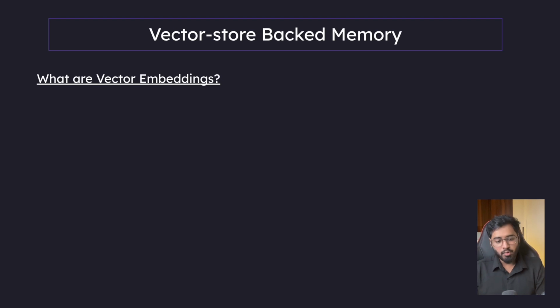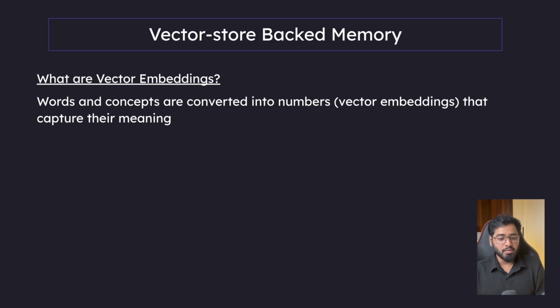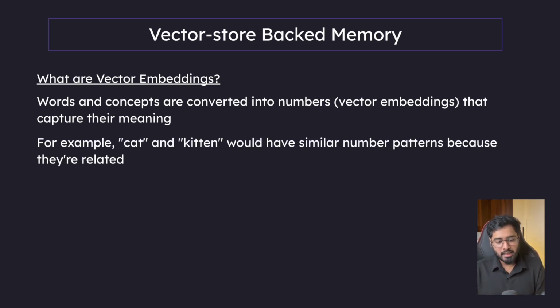Okay. So let's look at what vector embeddings are first. Words and concepts are converted into numbers that capture their meaning. That is what a vector embedding is. We're converting all the words, sentences, everything into a numerical representation so that, for example, cat and kitten would have very similar number patterns because they are related.